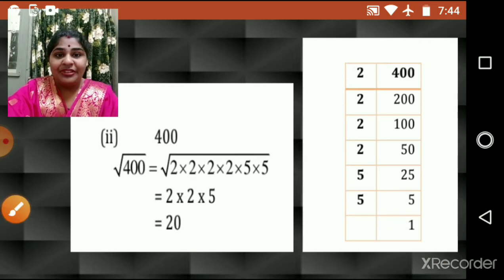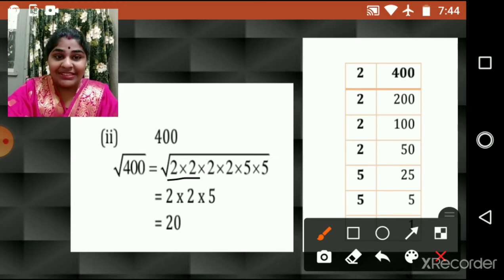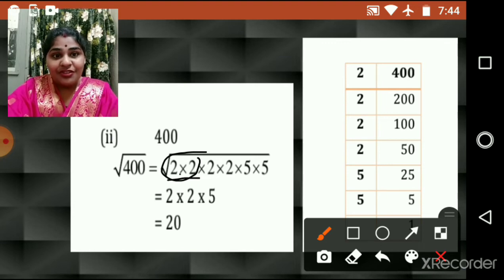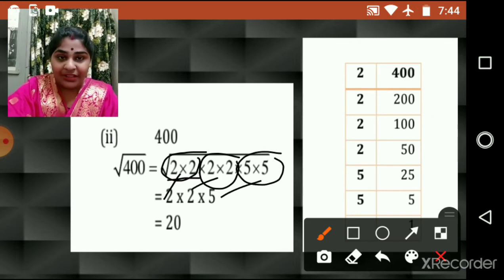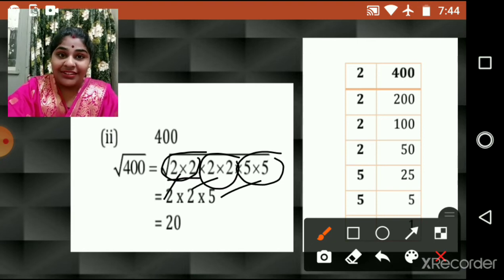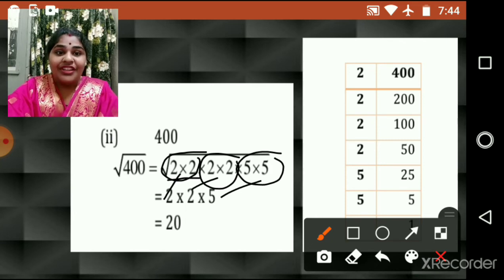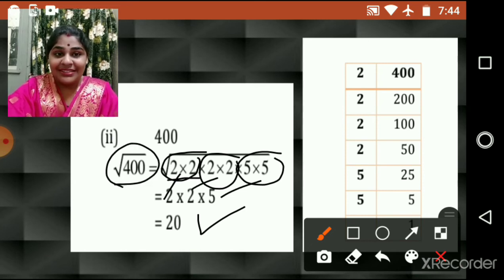Now the next step, we are going to pair them. I can see here 2 into 2, one pair of similar factors, so one 2 comes out. 2 into 2, so one more 2 comes out. 5 into 5, one more pair, so 5 comes out from that pair. Now we find the product of the factors which we have taken out. So 2 into 2 into 5 is 20. Hence the square root of 400 is 20, children.